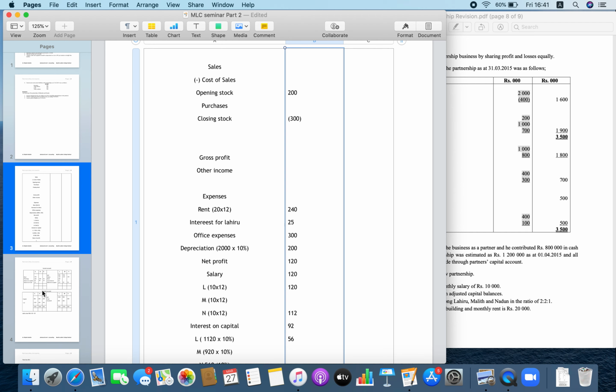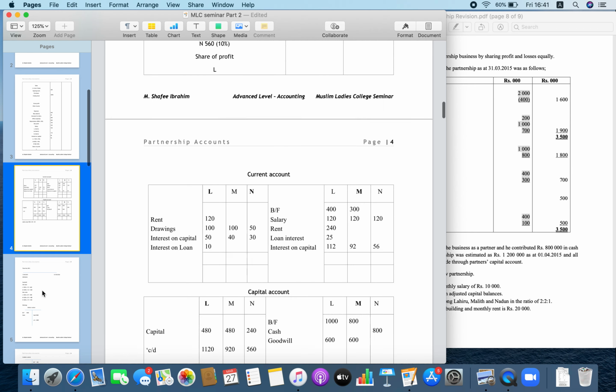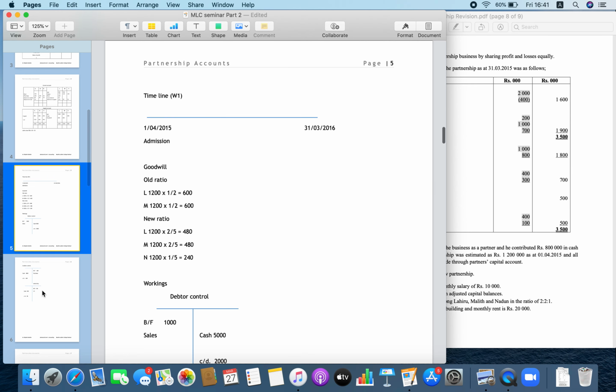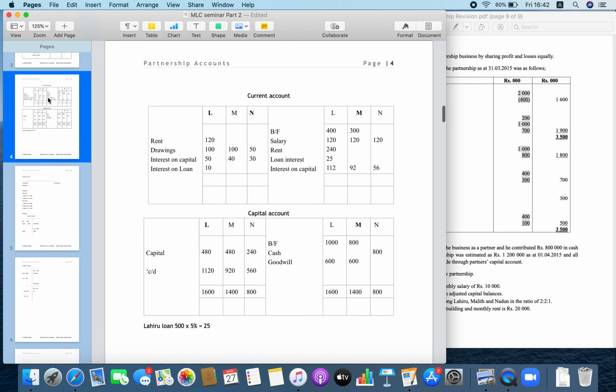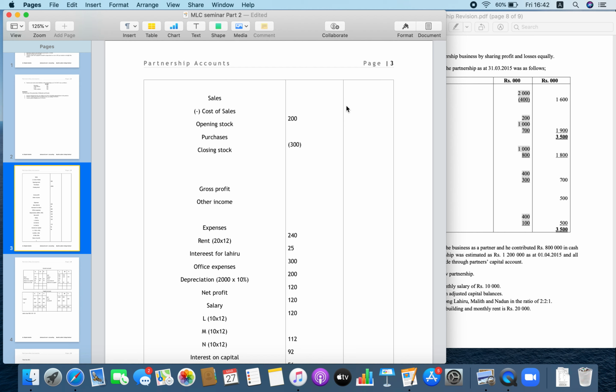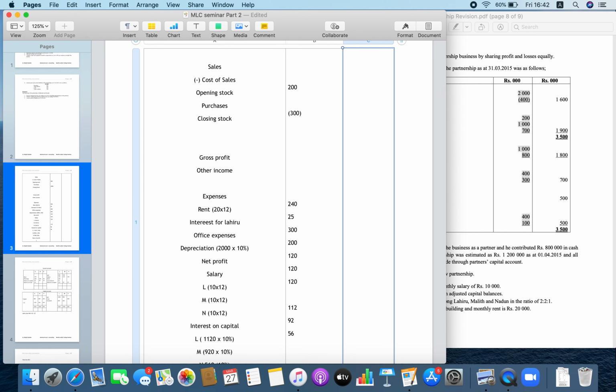Now let's finish off our question. Number one, the first thing you should do is complete these accounts over here. So for debtor, 5000, 2000 and 1000. The missing figure over here: the total is 7000, so therefore the missing figure is now going to be 6000. This sales of 6000, please go and mark this in your income statement. So sales over here is 6000.